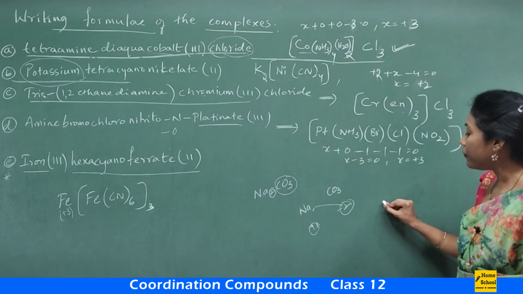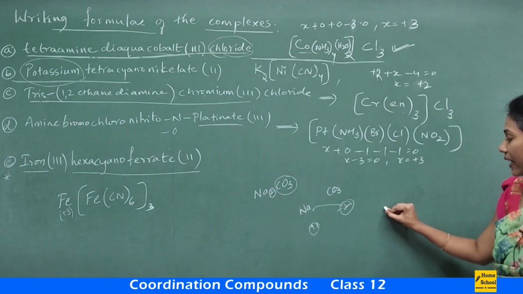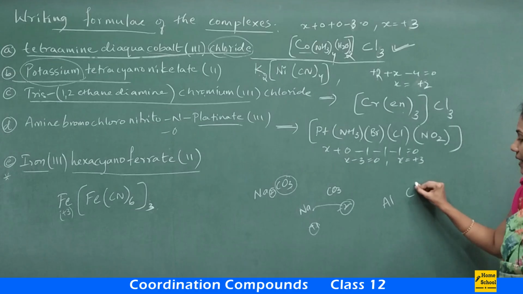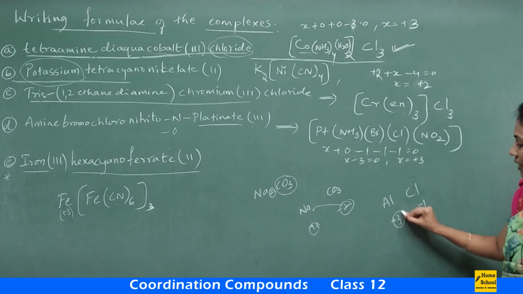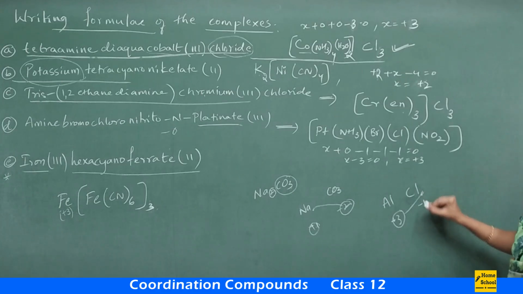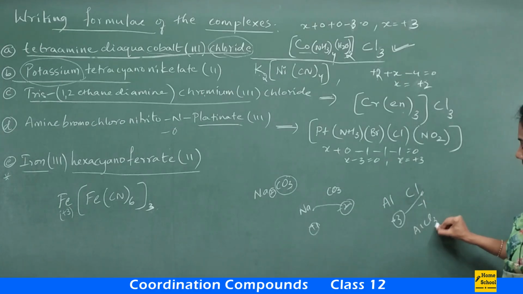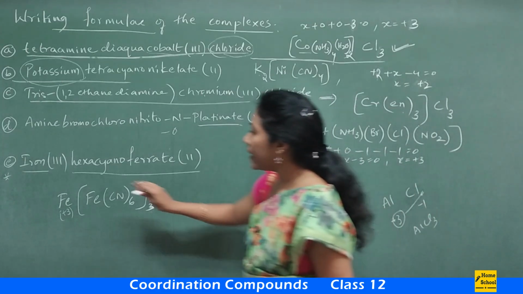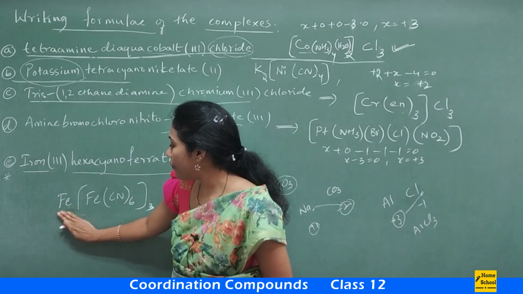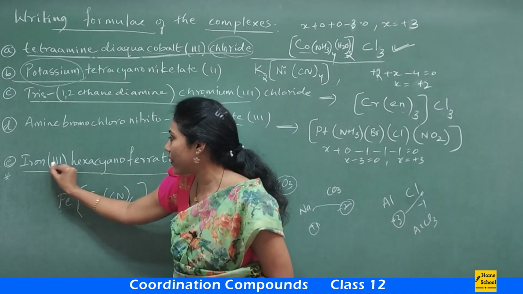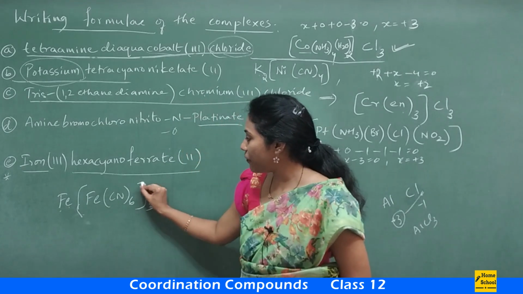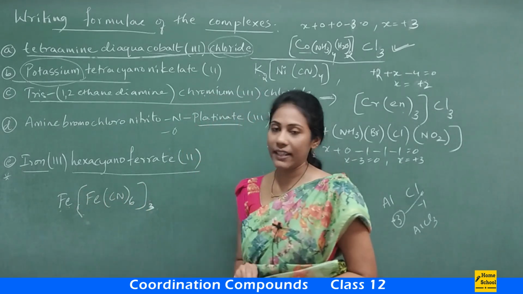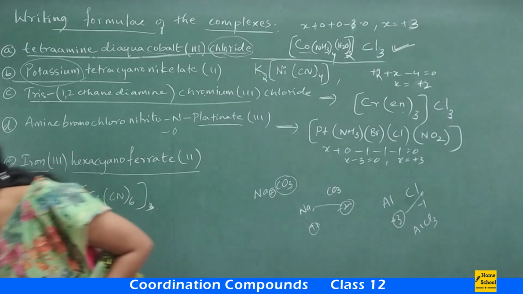Suppose I have to write the formula of aluminium chloride: aluminium valency plus 3, Cl valency minus 1. So this number we write as a subscript for Cl, right? So AlCl3. Based on that, whatever its valency is, Fe's valency they have mentioned, so this valency I am writing as a subscript for this square bracket ion. Okay, so that is the thing.